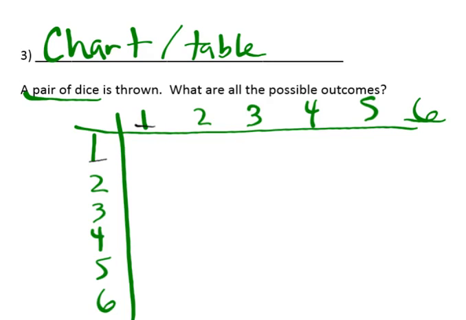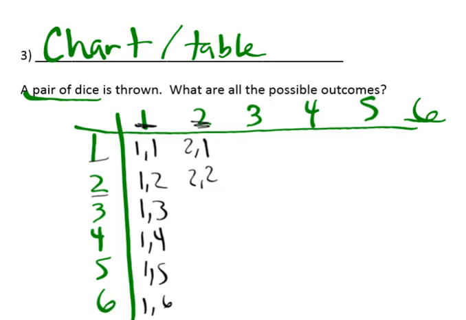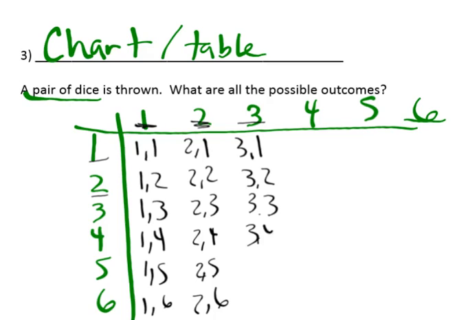I could get a 1 followed by a 1. I could get a 1 followed by a 2. I could get a 1 and then a 3, a 1 and then a 4, a 1 and then a 5, a 1 and then a 6. If I roll a 2 first, I could do 2, 1, 2, 2, 2, 3, and so on. This column is going to represent having a 3 first. 4 first, and so on.